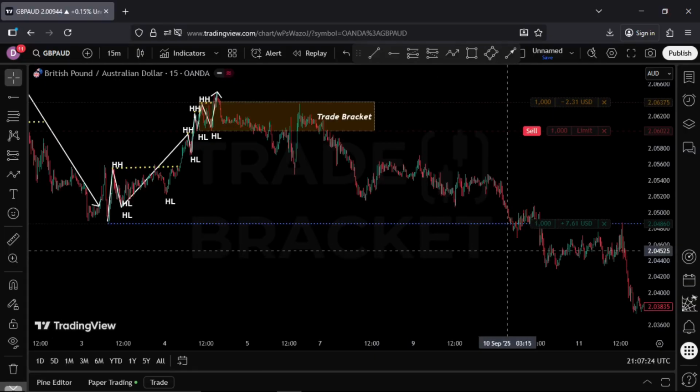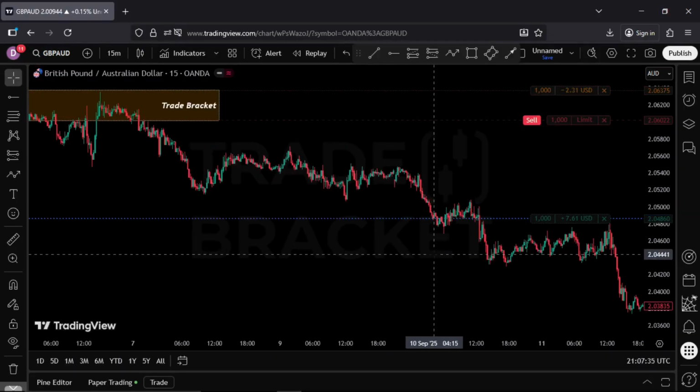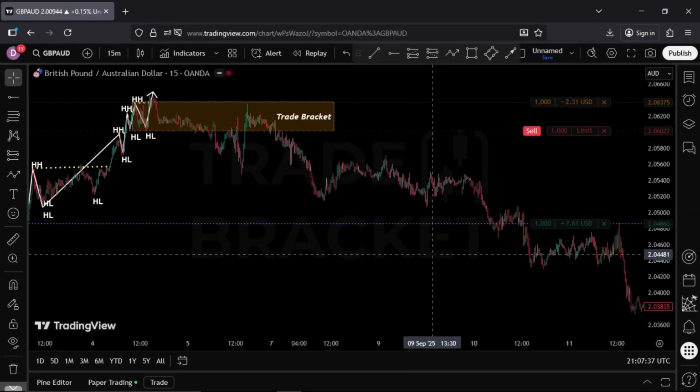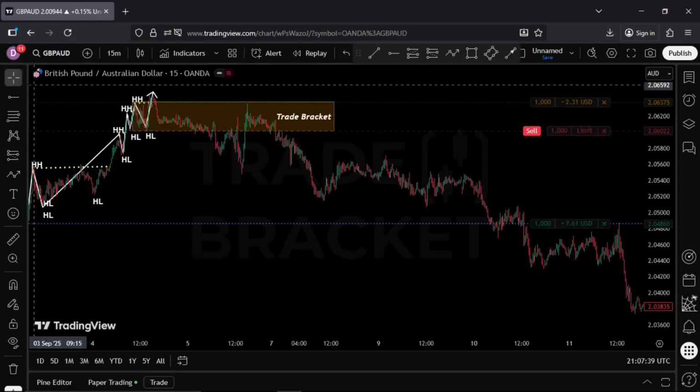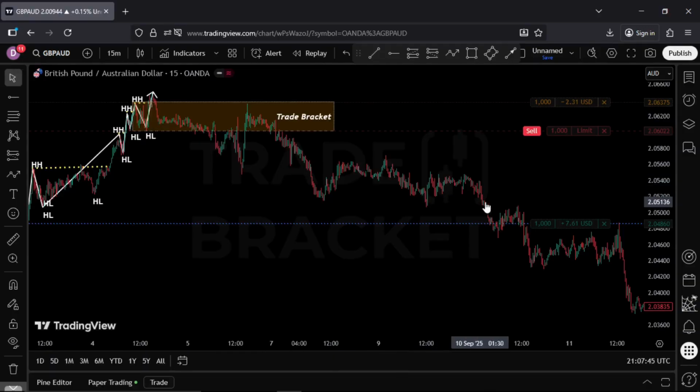So the exit would have been right here, 10th September 2025, 4, so this is 4 a.m. in the morning. As you can see, it takes time for these trades, first of all for the structure to form and the breaks to form, and also the take profit takes time. So what you do is just place your sell limit order and just close your chart.